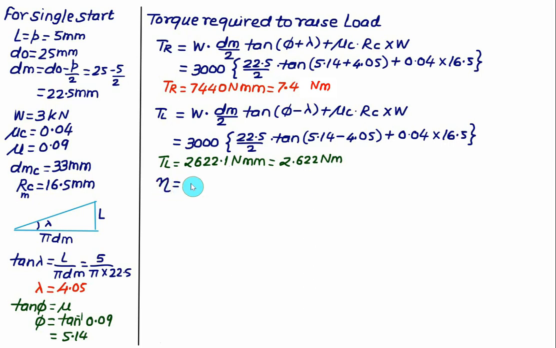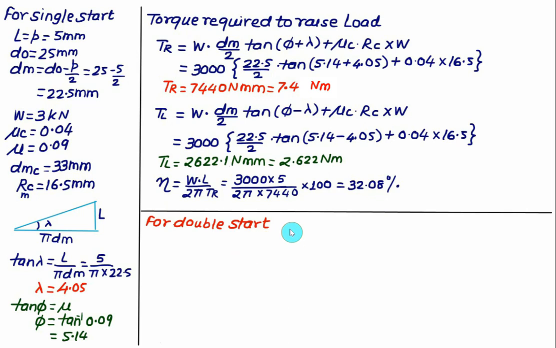One more term we require is the efficiency. Efficiency is equal to W into L divided by 2 pi, divided by the torque required to raise the load. We have the value of W equal to 3000. This time we have lead L equal to 5 mm, divided by 2 pi, and we'll use the value of TR in Newton mm, which is 7440, and you multiply by 100 to find efficiency in percentage. So efficiency will be equal to 32.08%.